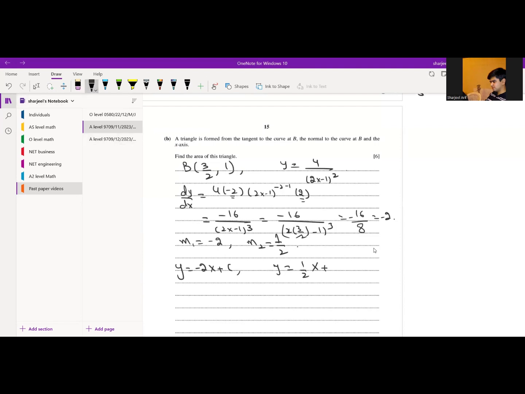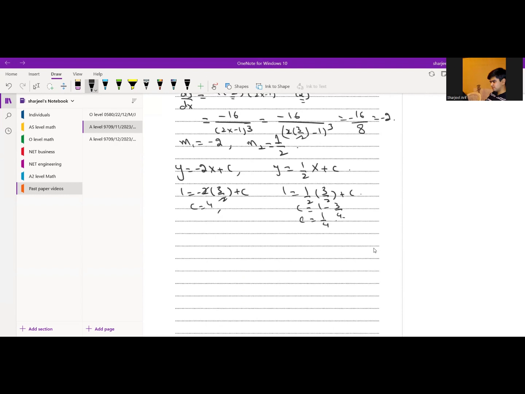1 by 2x plus c. So just substitute the values of b here. You will get c equals 4 here, and c equals 1 minus 3 by 4, that is 1 by 4 here. So the equations will be minus 2x plus 4 and 1 by 2x plus 1 by 4.